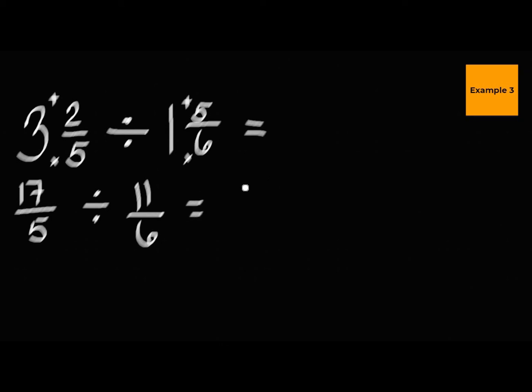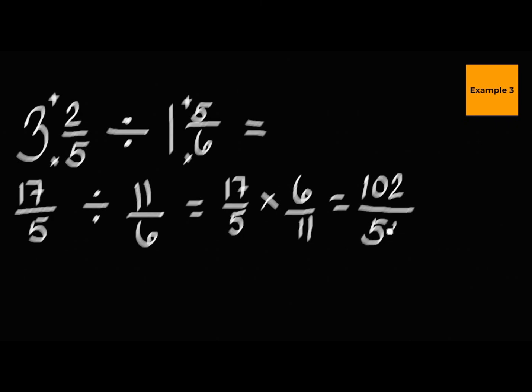Now, we will retain our first fraction, 17 over 5, and change our operation into multiplication and get the reciprocal of our divisor. 11 over 6 becomes 6 over 11. 17 times 6 gives us 102 over 55.